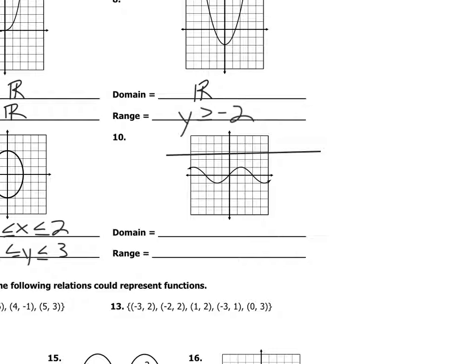Here I won't bother to get my lightsaber out. It's pretty evident that your domain is going to be all reals for this one. And what is your range going to be? If we get our line, we don't start touching y values until we get to -1, then we keep touching until we get to 1. So your range is going to be between -1 and 1 for your y values.